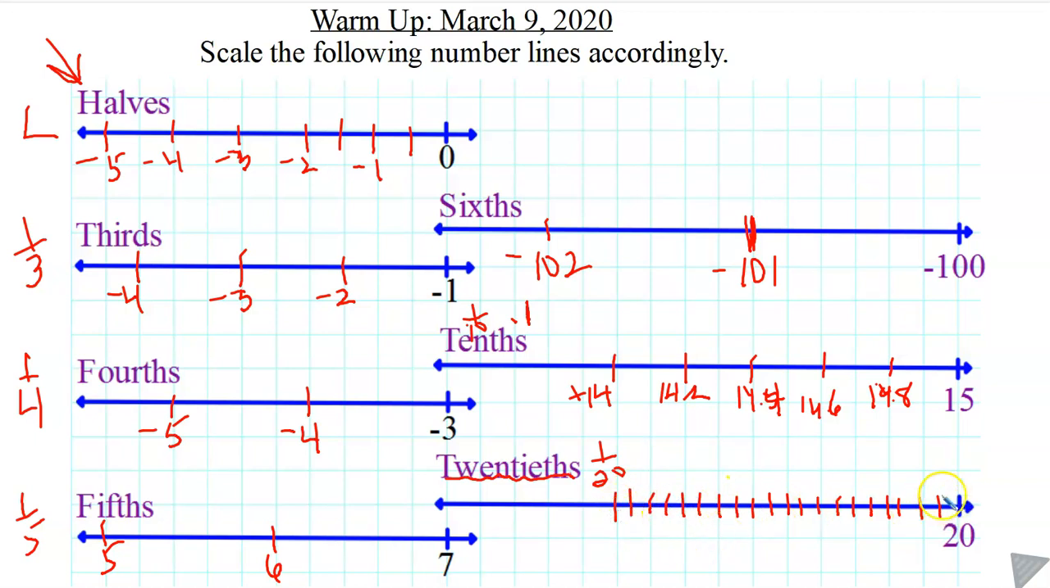So you see what I did? I wanted to use one whole square for each of the 1/20ths, but I realized I didn't have enough. So I just cut each of the squares in half, and each of those half squares represents 1/20th. So 19 would be right here if I scale my number line into 20ths. Okay.